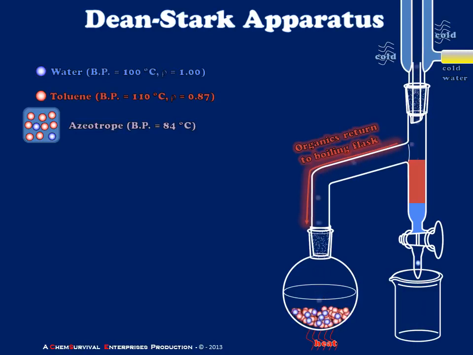When I do this, we can see how the Dean-Stark apparatus truly works. It's directing the flow of water into a separate zone from that of the toluene. So at the end of my run, I can expect to have dry toluene in the boiling flask and pure water collecting in my receiving flask or my beaker. And this is the principle on which the Dean-Stark apparatus works.